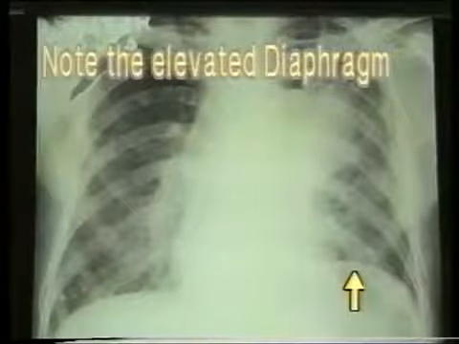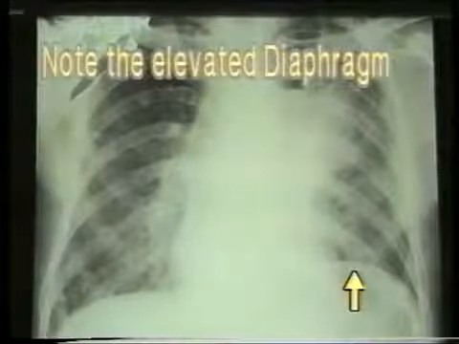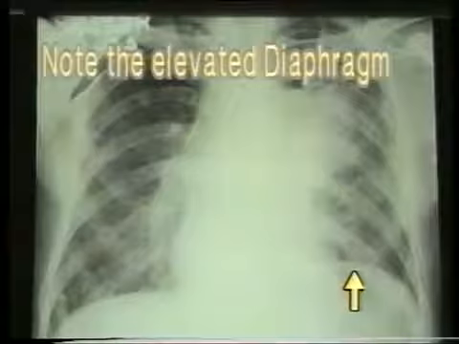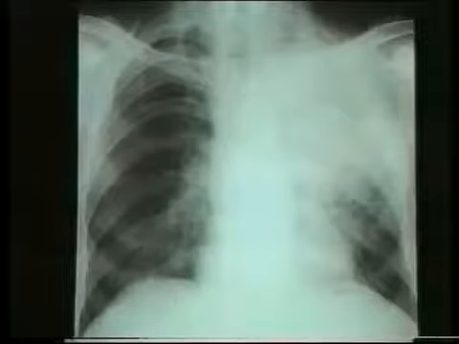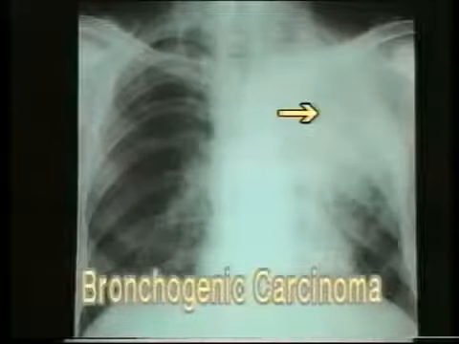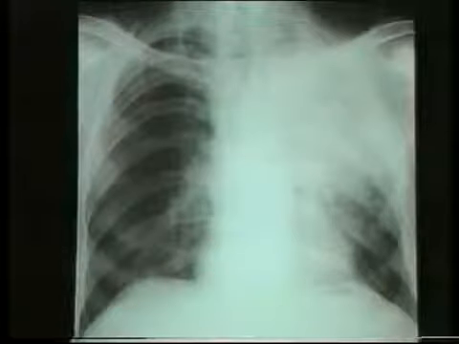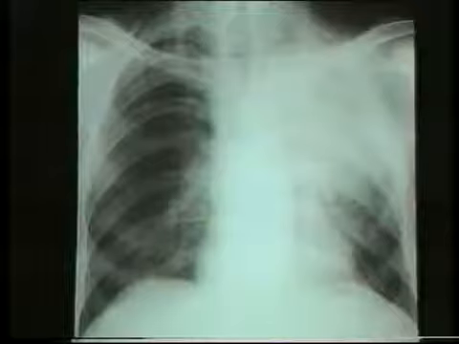Next, note that the left diaphragm is raised, indicating a collapse in the affected segment due to an obstruction in the bronchus. This is another X-ray showing a more advanced stage of the malignancy. Note the dense homogeneous opacity of the left upper lobe. In contrast with a consolidation or pneumonia, the left diaphragm is raised. It's higher than the right diaphragm, indicating a collapse of the lung.